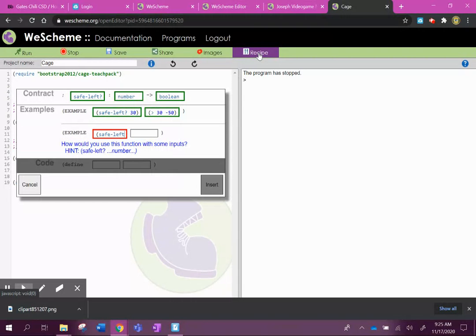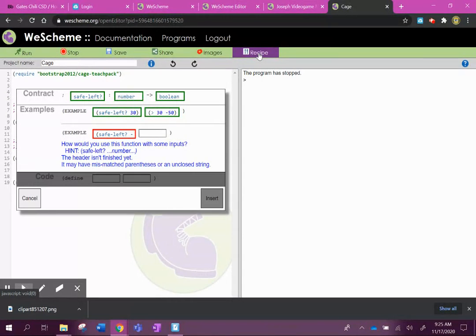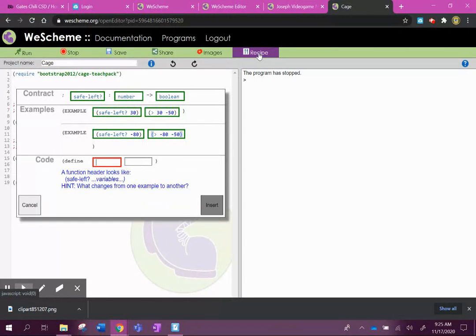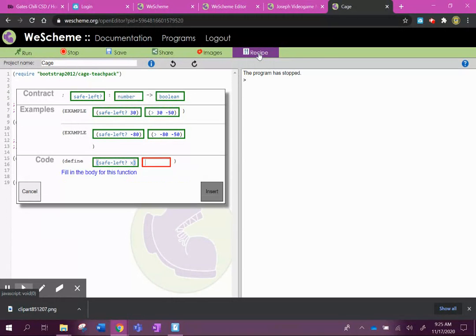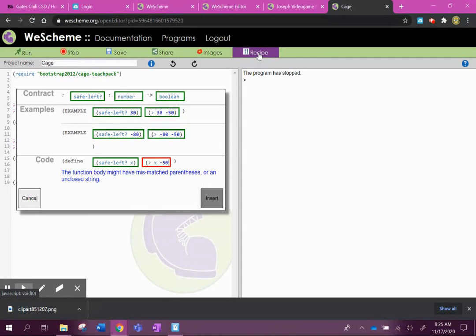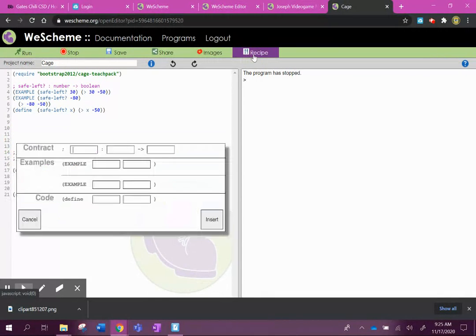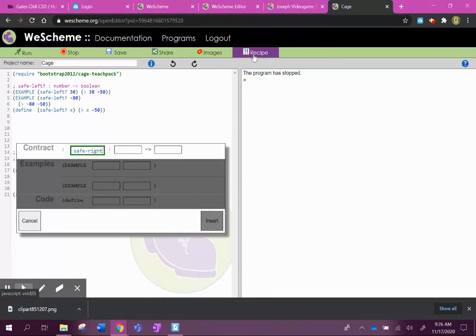Safe left, negative 80. Greater than negative 80, negative 50. Define safe left, x, greater than x, negative 50. Same thing for safe right. Contract, safe right, number, Boolean.